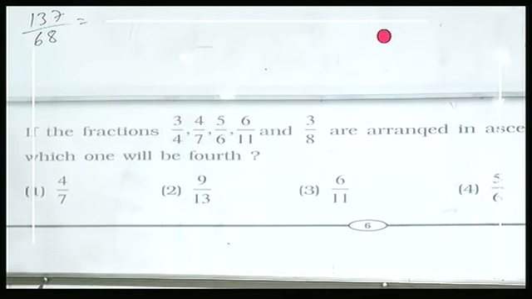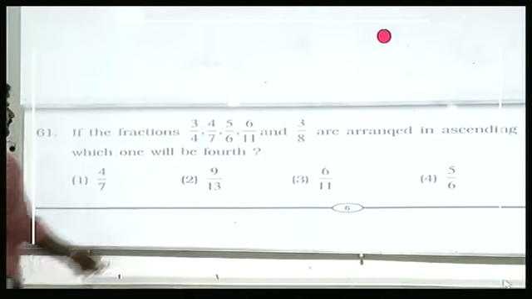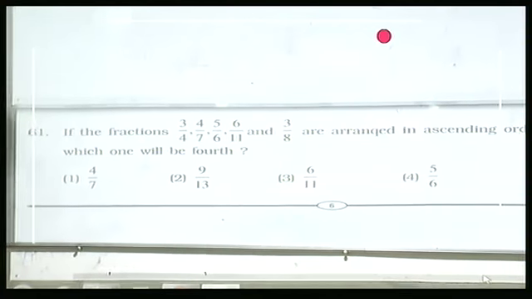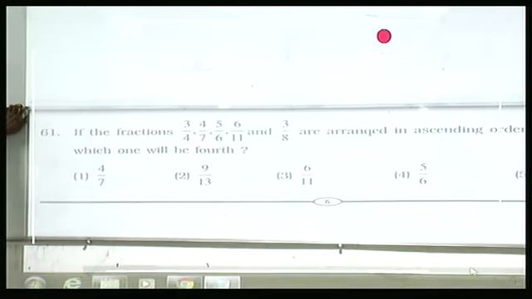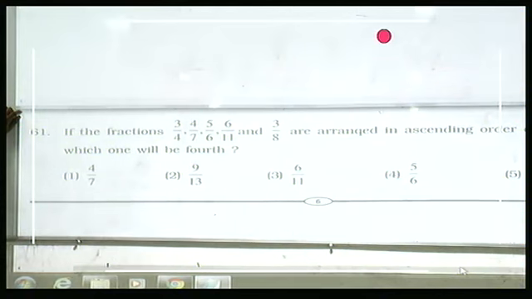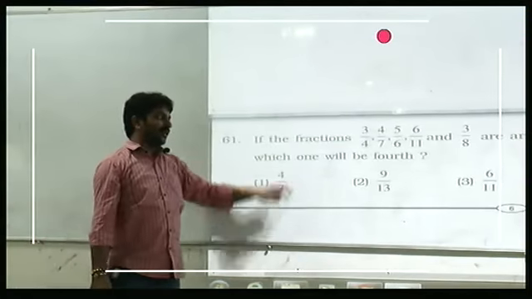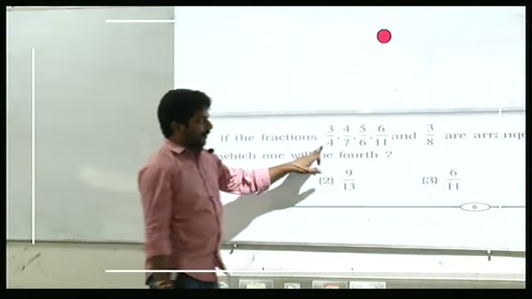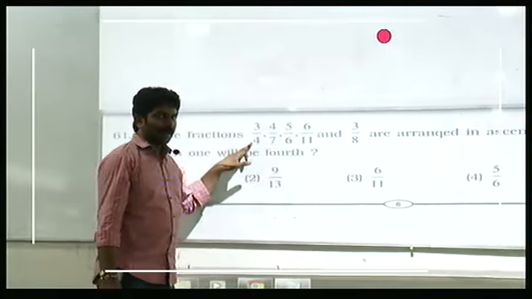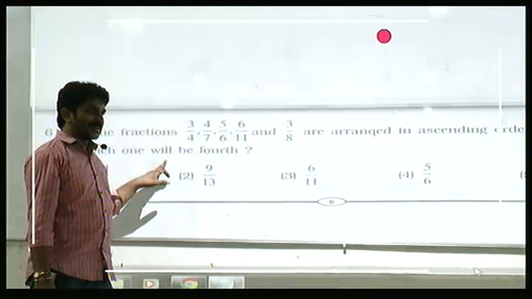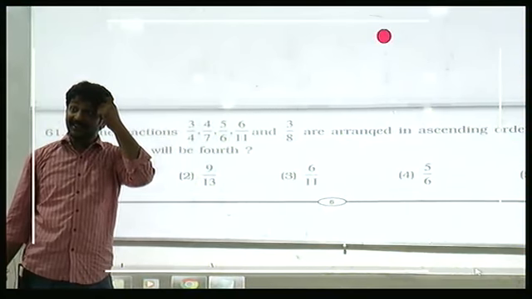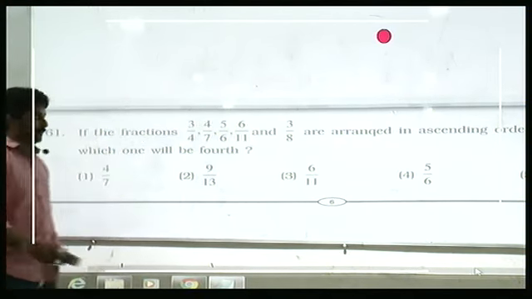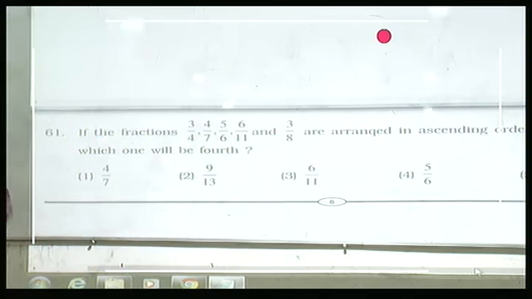If the fractions 3 by 4, 4 by 7, 5 by 6, 6 by 11 and 3 by 8 are arranged in ascending order of values, starting from the least number to the highest number, which one will be fourth? So, how many numbers are there? 5 numbers. Out of 5 numbers, you are asked about the fourth one, in the sense second largest, right? Second largest.